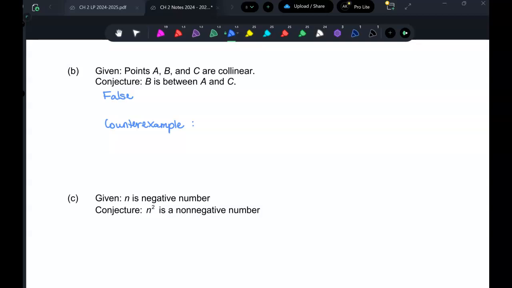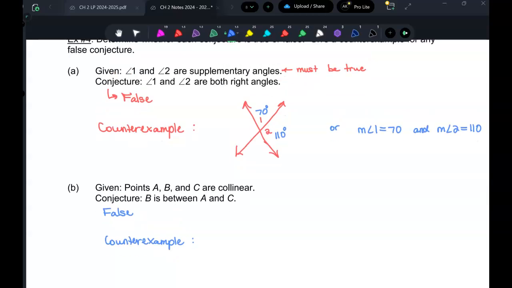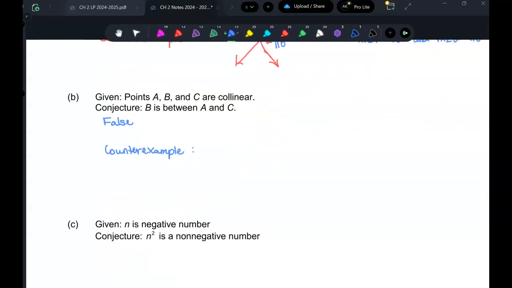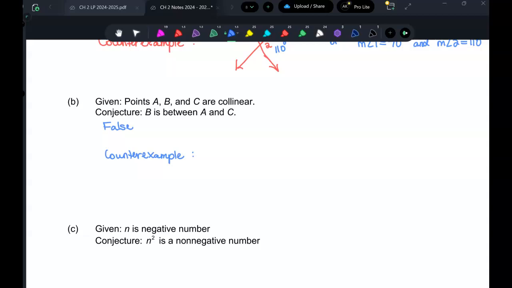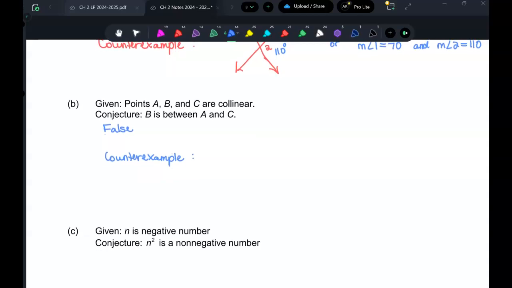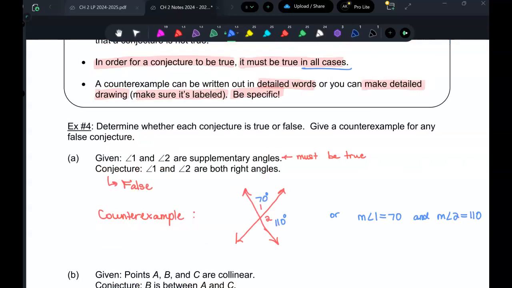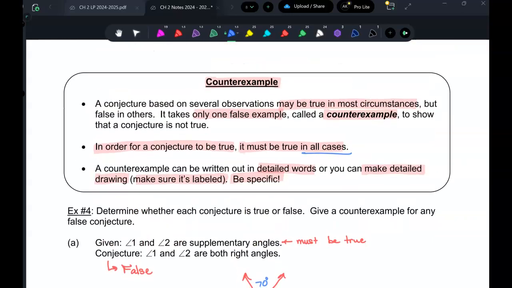So will you give us stuff that we have to see if it's true? Yeah, so the first part's going to be, is it true or false? So far the first one was false. Well, let's say we have like B on the homework, we could just say it's true. Yeah, but it has to be true in every case. So remember up here, I highlighted, in order for a conjecture to be true, it must be true in all cases. Meaning there's no case where it wouldn't work.